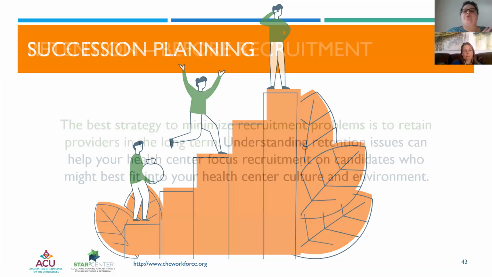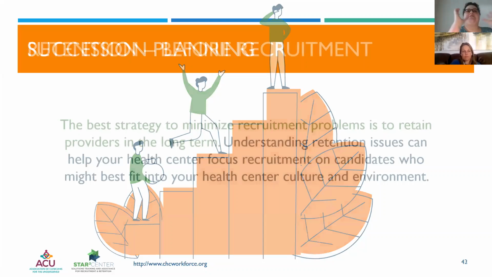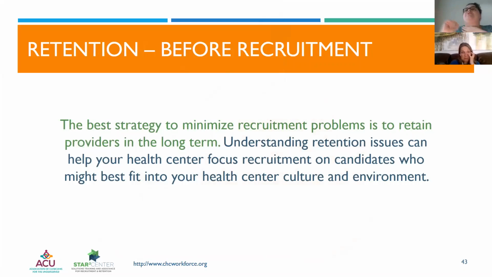And now we move into the retention section. We did the assessment, and now the health centers can look at why retention is important. As it says here, the best strategy to minimize recruitment problems is to retain the providers in the long term. So when you're talking about why retention matters, really emphasize that point.